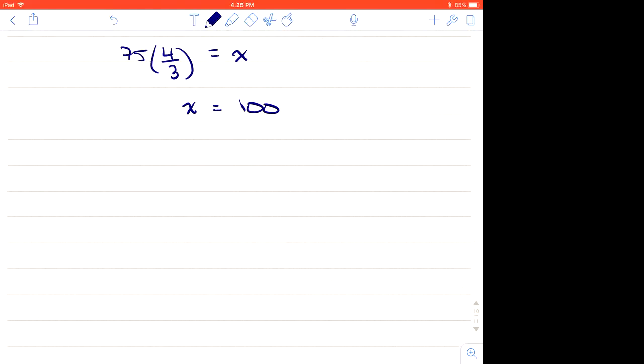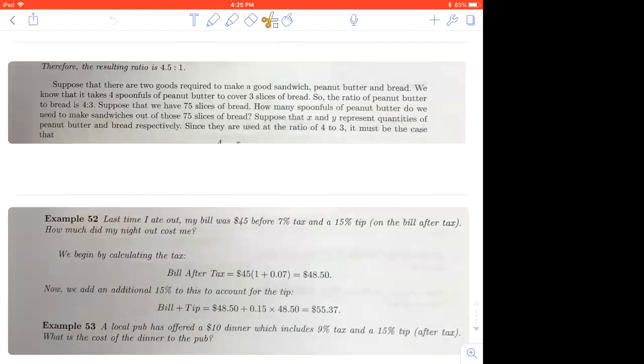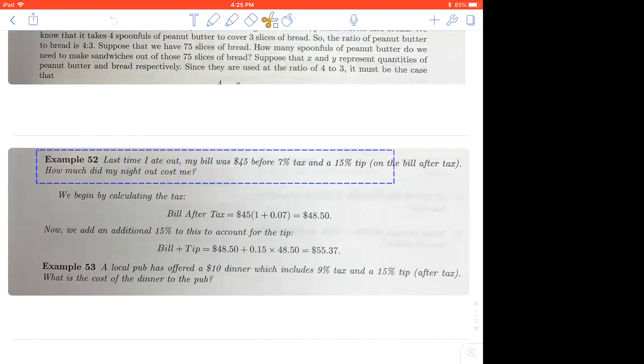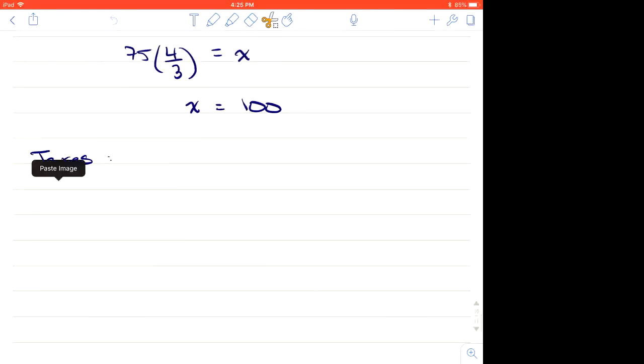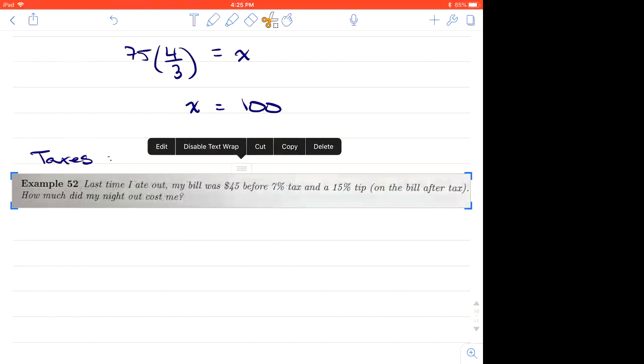So let's talk more percentages. Taxes are pretty common, taxes and tips. Pretty common examples of percentages. Right? And so I'm going back into garbage and I'm stealing another thing. Now that I'm busted, I'll just call it what it is. So last time I ate out, my bill was $45 before 7% tax and a 15% tip on the bill after tax. How much did my night out cost me? It's a reasonable question, right?